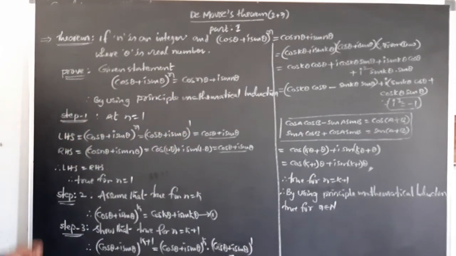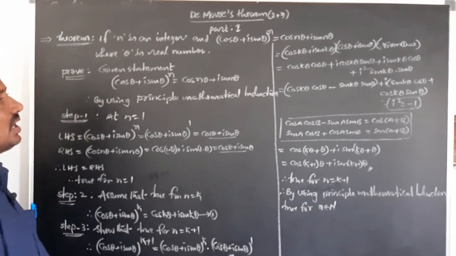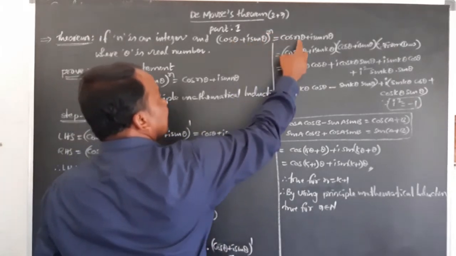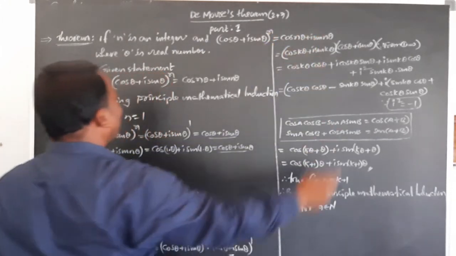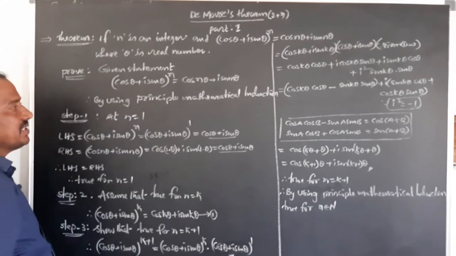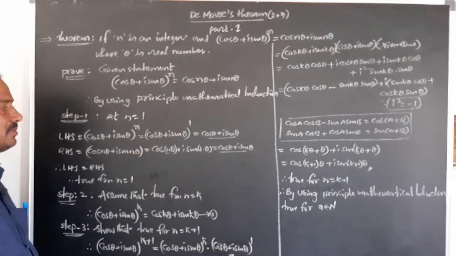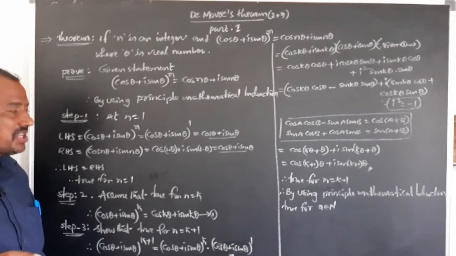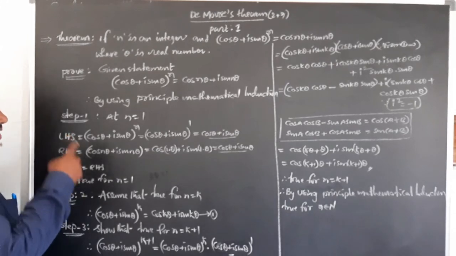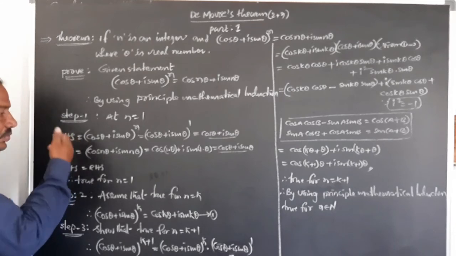Okay, once again: if n is an integer, then (cos theta + i sin theta)^n equals cos n theta plus i sin n theta, where theta is a real number. Given statement: (cos theta + i sin theta)^n equals cos n theta plus i sin n theta. By using the principle of mathematical induction, by using 3 steps, solve the theorem: step 1, step 2, step 3. What is step 1? At n equals 1, true for n equals 1, LHS equals RHS.